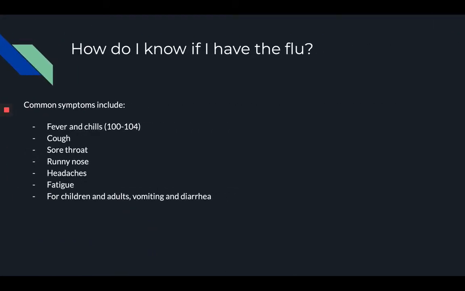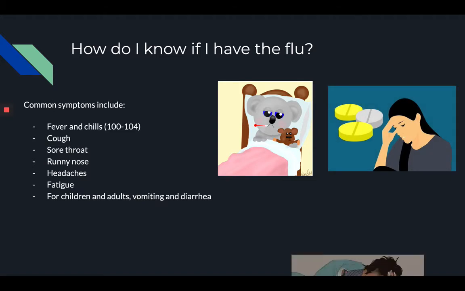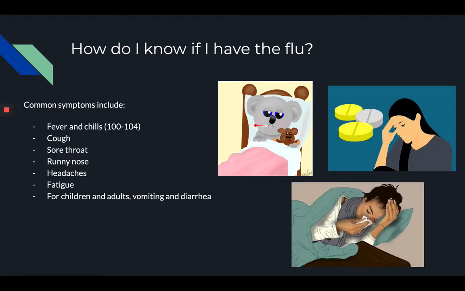So, how does one know if they have the flu? Some common symptoms include a fever, which ranges from temperatures of 100 to 104, meaning that's a pretty high fever, and it's rather noticeable. Some body chills, a cough, a sore throat, runny nose, headaches, fatigue, and for children and adults, vomiting or diarrhea. It's interesting because normally, when elderly people become infected with the flu, they don't express symptoms such as vomiting and diarrhea, which is present mostly in children and adults.